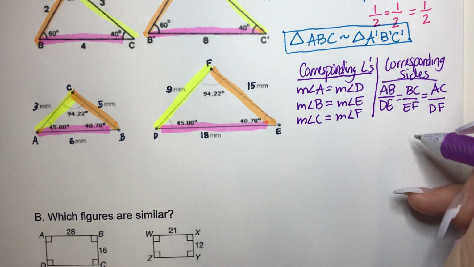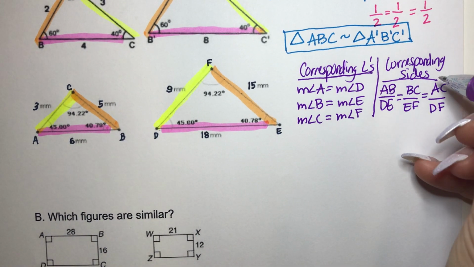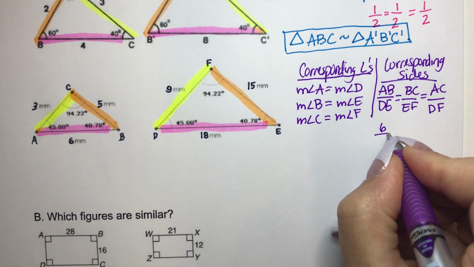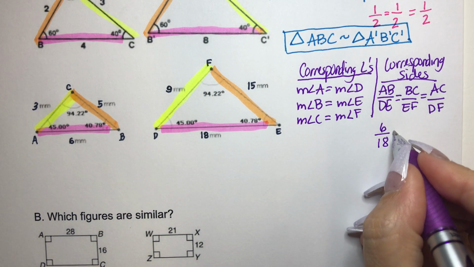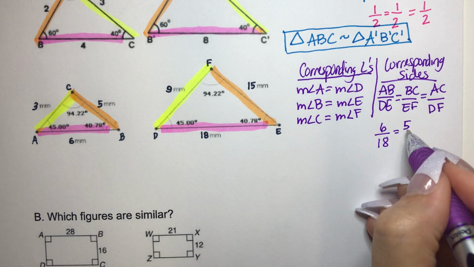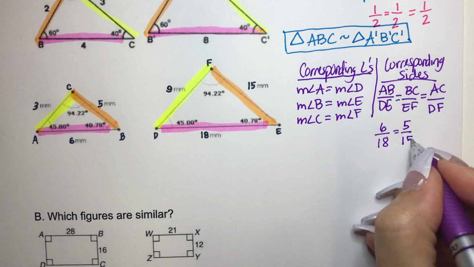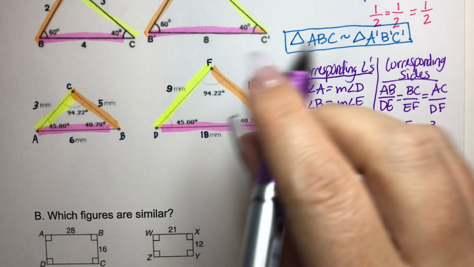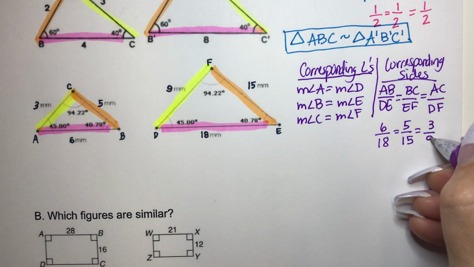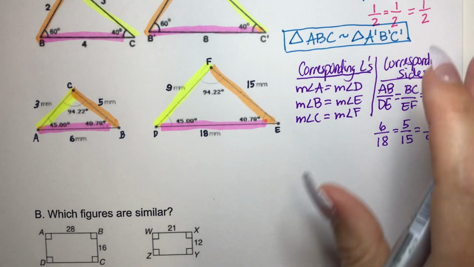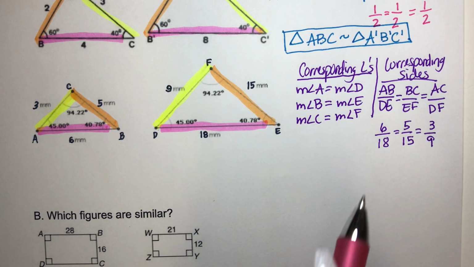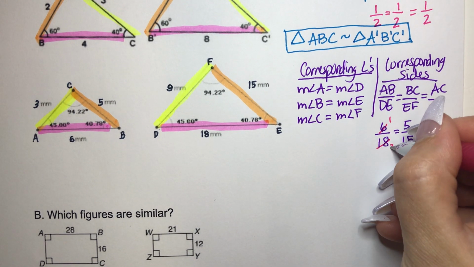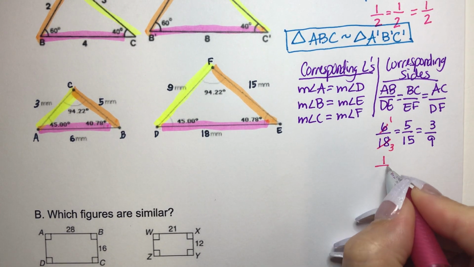Okay, now let's go ahead and substitute in those numbers and see if these corresponding sides have equivalent ratios. So AB is 6 over DE is 18 equals BC is 5 over EF is 15. AC is 3 over DF is 9. Okay, now it just looks like we need to simplify these ratios. So 6, 18, they have a common factor of 6, right? 6 goes into 6 one time, 6 goes into 18 3 times. So we are left with 1/3.